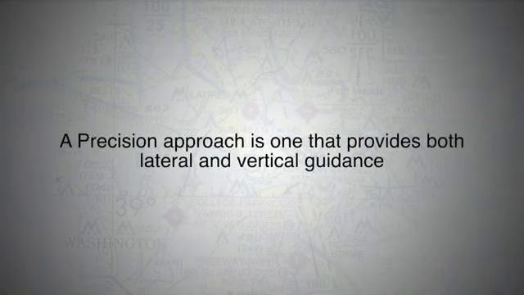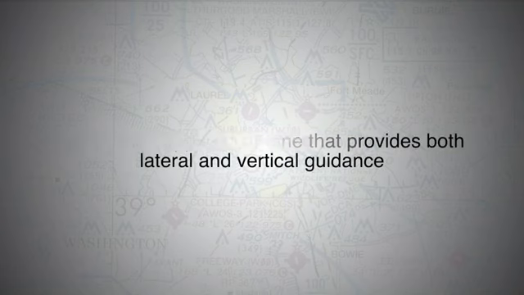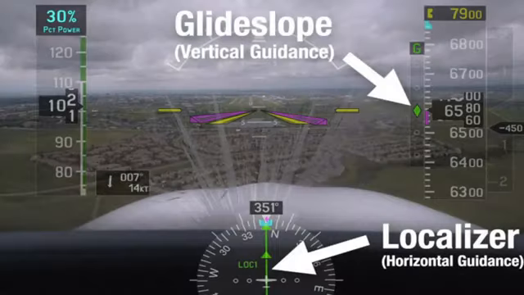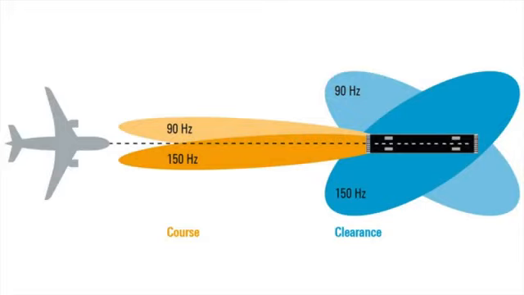Alright, let's do a quick recap before we dig deeper. A precision approach is one that provides both lateral and vertical guidance, such as the most common one, the ILS, or Instrument Landing System, which broadcasts two lobes signals in both azimuth as well as the vertical path to help guide the aircraft down to the threshold.